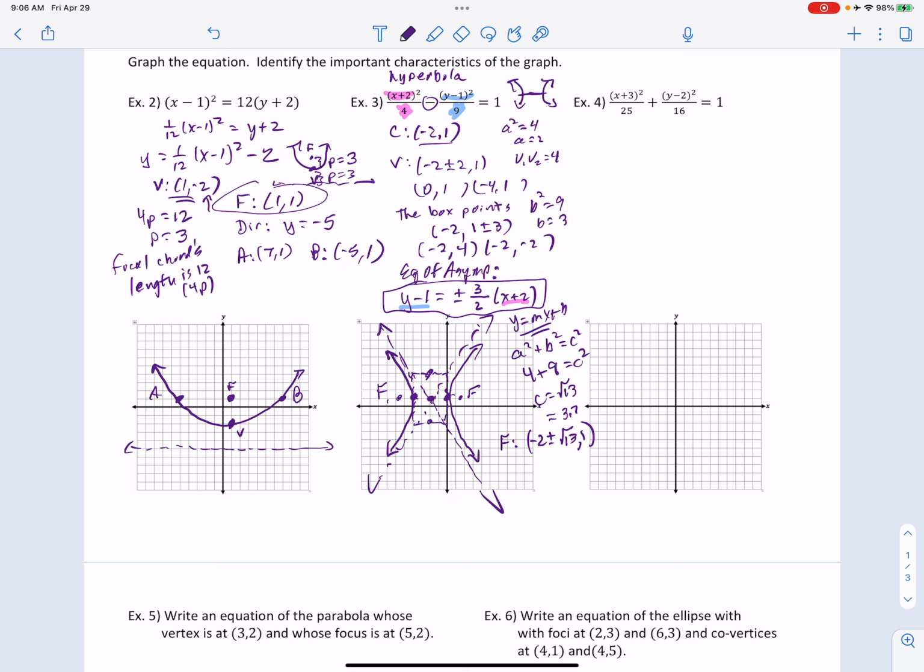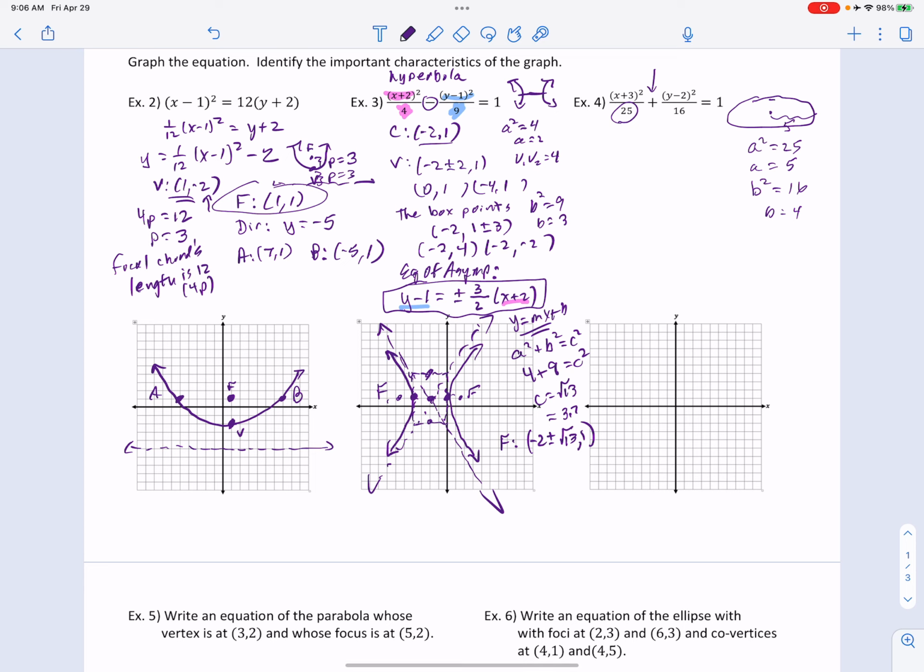Example 4. Because this is addition, this is an ellipse. And because the larger squared value is underneath the x, we are going to have an ellipse that has a horizontal major axis. And from the center to an endpoint is a units. The length of the major axis is 2a, and the value of a is 5. A squared is your 25. A squared is always your larger on an ellipse. Not true on a hyperbola, but it is true on an ellipse. And then your b squared value is 16, so b is 4.